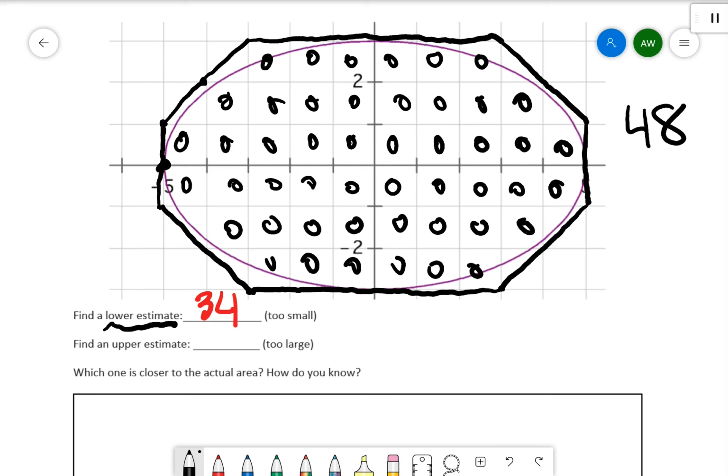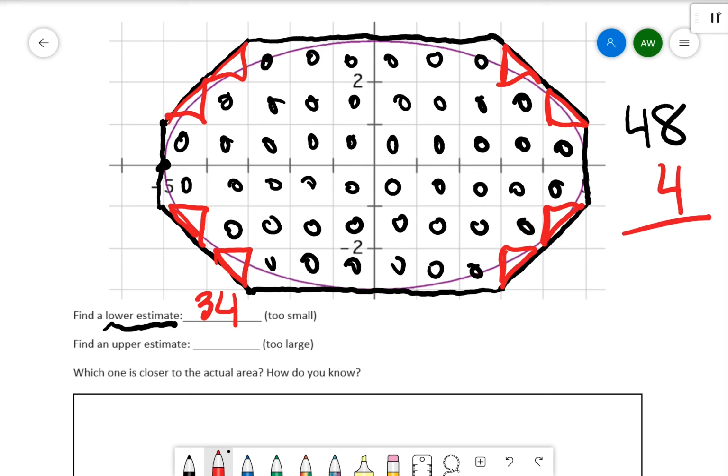Now, how many half squares do we have? I'm going to count these in red one more time. So here are 2 half squares that together make one whole. Here are another 2 that make a whole. One more pair, and the last pair. So if I put those 4 pairs together, I end up with 4 whole squares. And if I add those, I get 52. So that means that I know that 34 is too small, and I know that 52 is too big.